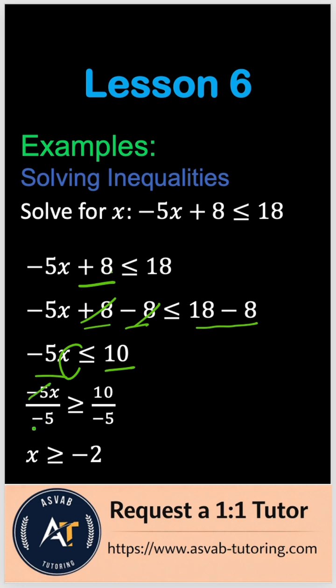And this negative 5 and this negative 5 cancel each other out. And 10 divided by negative 5 gives us negative 2. So with that, the final answer is x greater than or equal to negative 2.